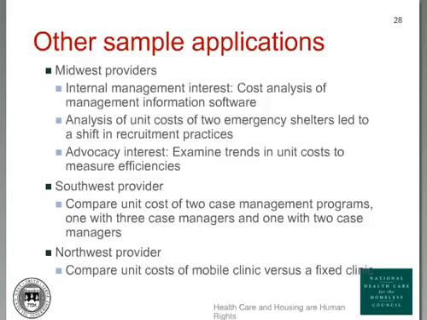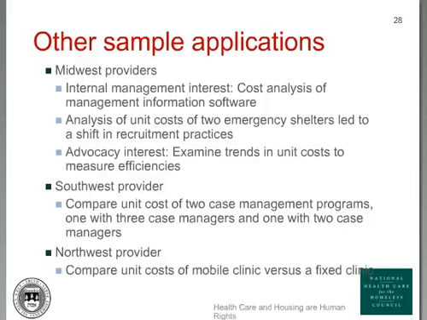And then in the Southwest, there was looking at the unit cost of two case management programs. One had 3 case managers and the other had 2 case managers. And so on the one hand, there was more salary and fringe benefits to spend, but on the other hand, they could handle a greater patient caseload. But then there was the recruitment issue and how many patients were they actually reaching. And so by comparing the unit cost, they were actually able to do an apples to apples comparison.